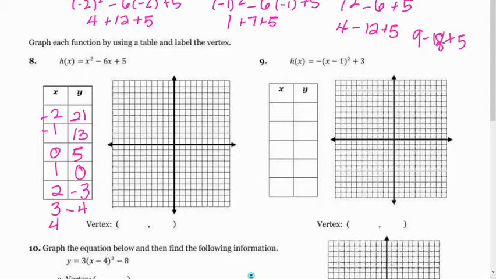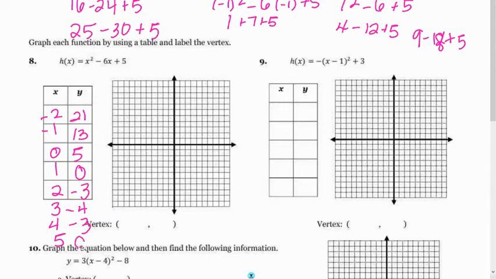So 4, now I'm running out of room. Erase some of this. 4 squared is 16 minus 24 plus 5. So that would be negative 3. Oh, look at that. I think I got it to turn around, so I think I know where the vertex is. I'm going to try one more. 5, 25 minus 30 plus 5 would give me 0.